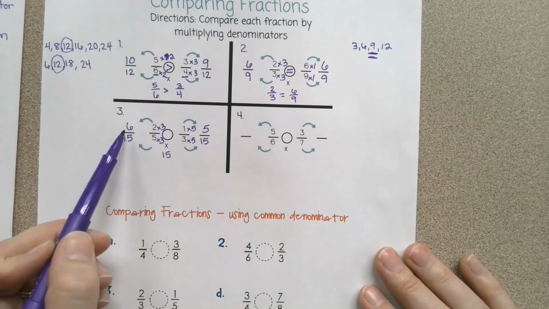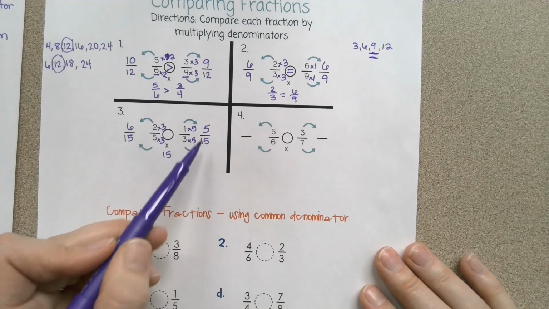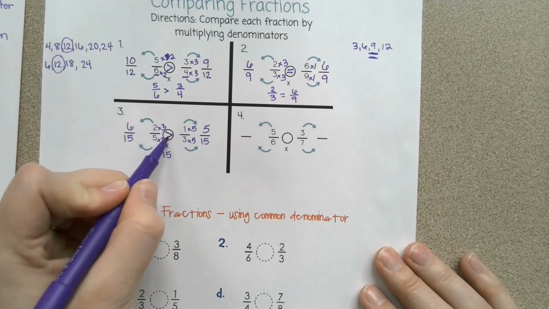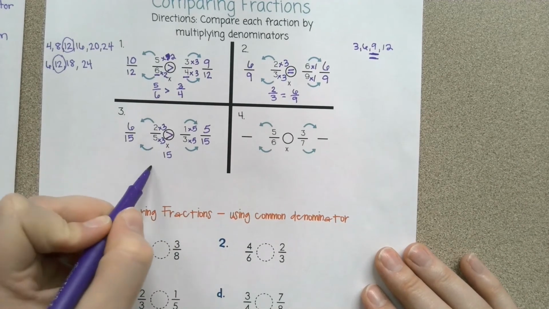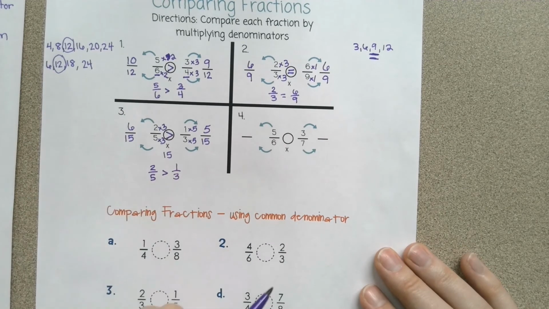Now when we compare, 6/15 is bigger, so greater than 5/15. So we use the greater than sign. So that means 2/5 is greater than 1/3.